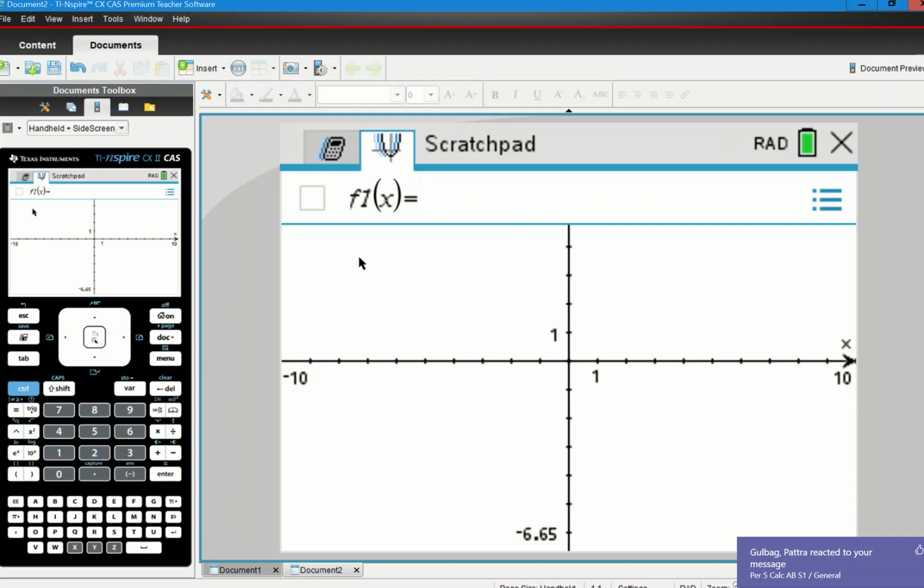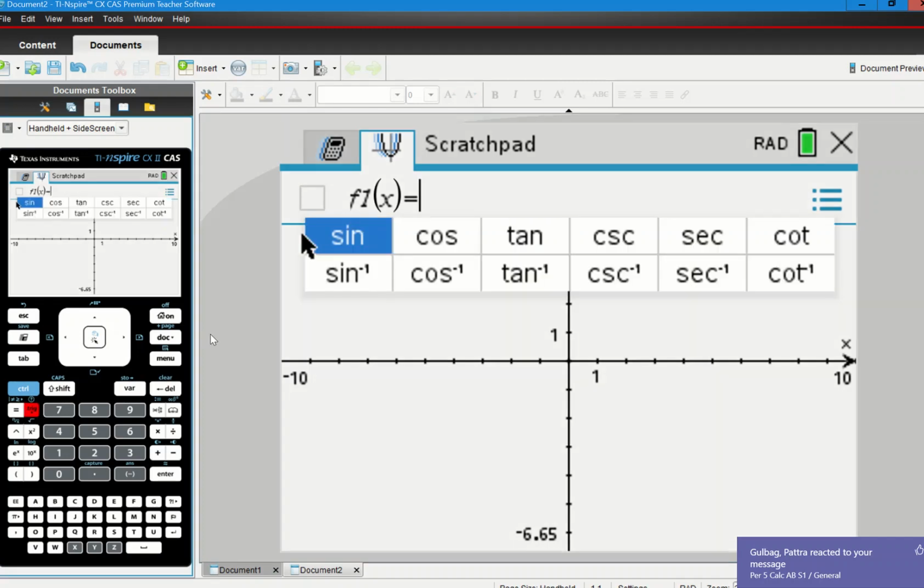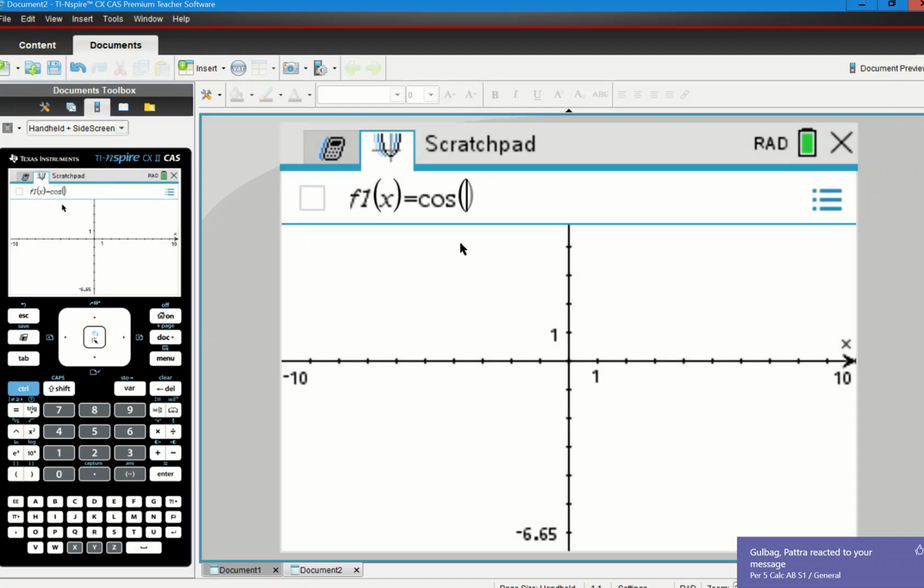And I'm going to graph the function cosine of 1 over x. Now, this calculator has, to the left of the 7, a button for all your trig functions, even inverse ones and reciprocal ones, really cool. I'm going to type cosine of 1 over x, and I'm going to graph it.